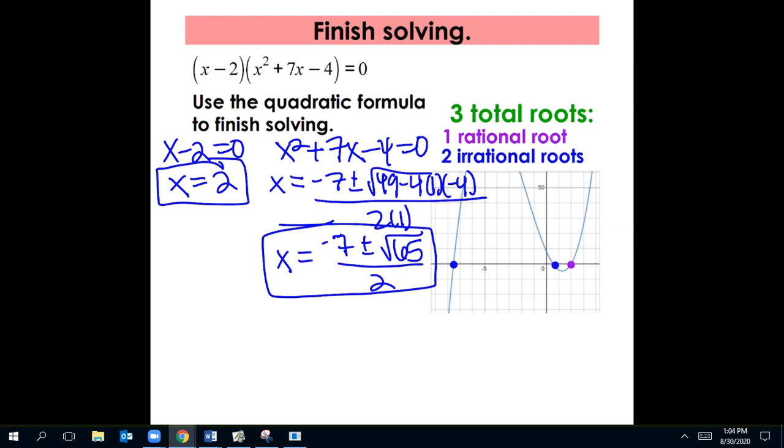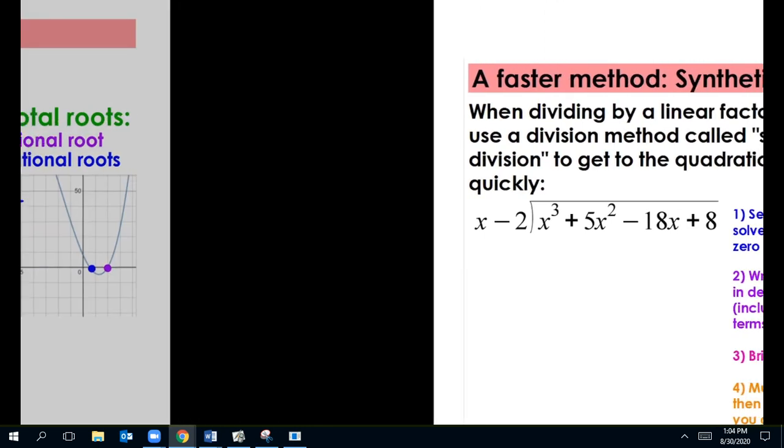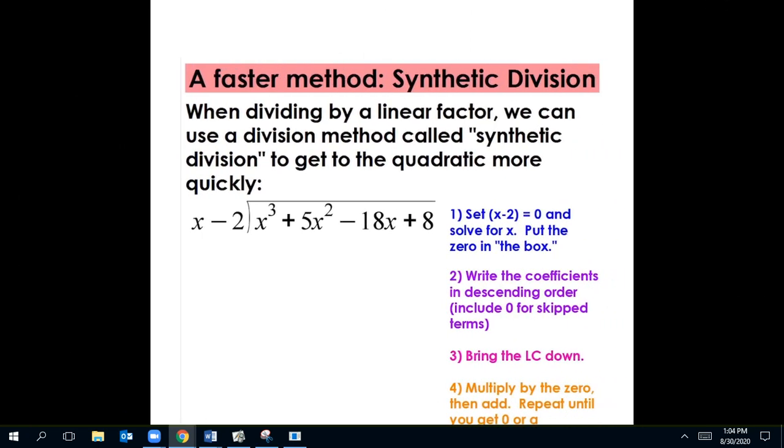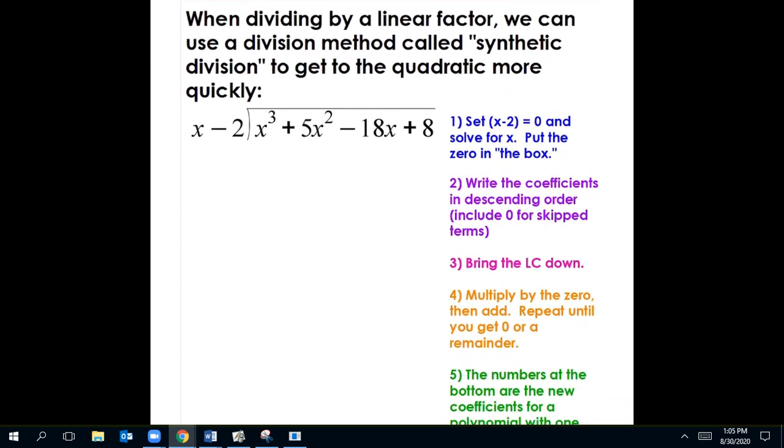Okay, let's move along to another type of dividing. So we did long division. It's called long division because it's a long way to do it. So let's do a faster way. It's called synthetic division. Synthetic means fake, but it works. So when we divide by a linear factor, we can use synthetic division to get the quadratic more quickly. And so we have the same problem. I don't want to get us too complicated. I'm just using the same problem. And so we're going to follow these steps on the right.